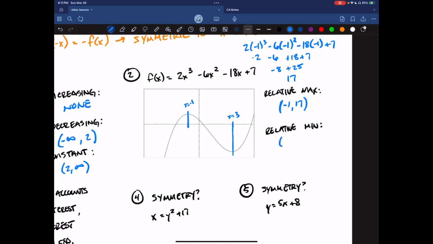And then you already know that when x is 3, you have a relative min. You do the exact same thing to figure out what the y value is here. You plug 3 in for x, you get an answer, and it's going to be -47. Okay. So these are your two answers here.